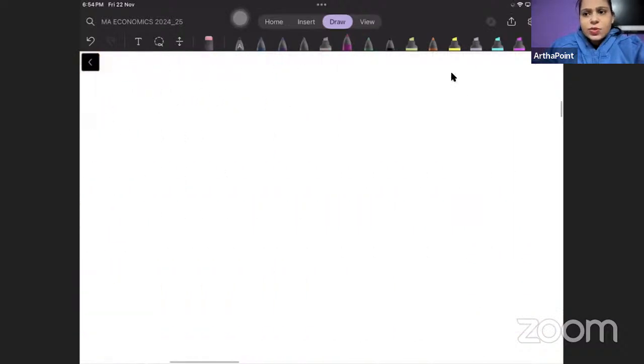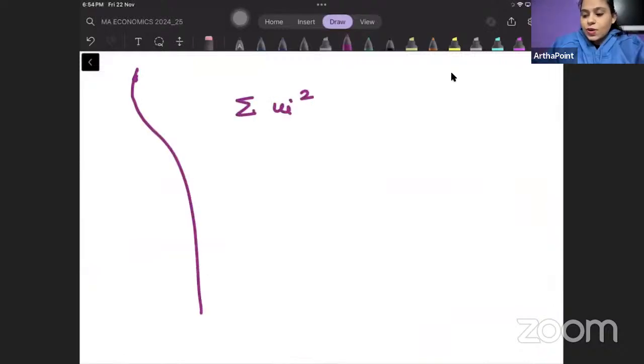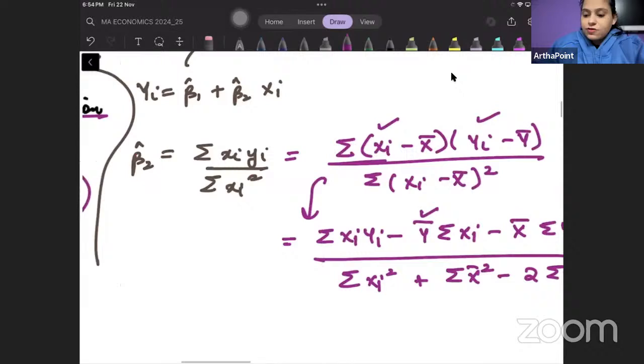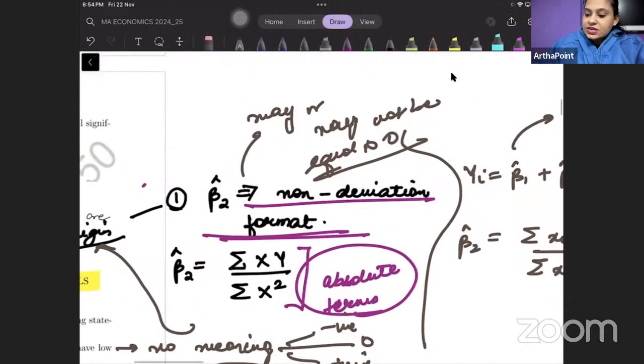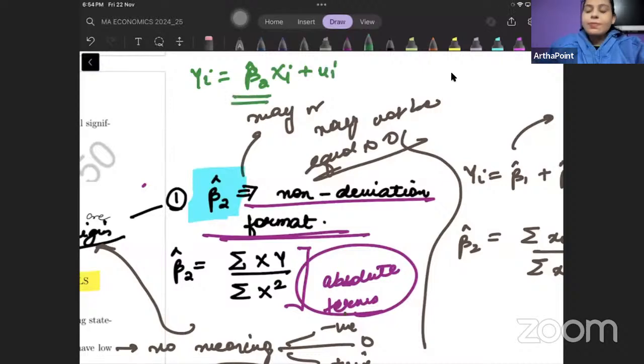And what is the mean square of the residual sum of square? We have done this. It is nothing but summation ui square upon n minus k. In this case, what is my number of parameters? I just have one parameter, that is basically this beta 2. My model is this, yi equal to beta 2 hat xi plus ui. So I just have one k parameter.